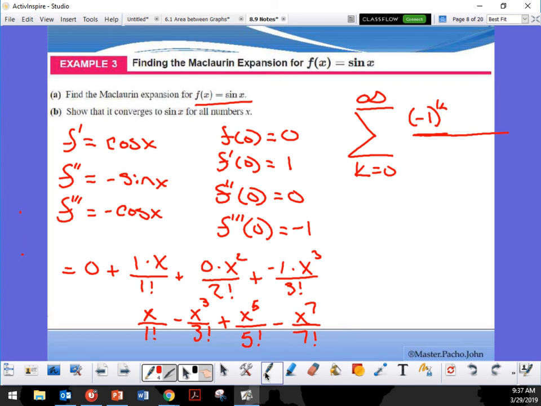So that's the reason why I'm going with just k. So negative 1 to the 0 is just 1, right? Negative 1 to the 1 is going to be a negative, right? Negative 1 to the 2 is a positive. Negative 1 to the 3 is a negative, right? That's what I'm saying. That part's right. So I'm looking for the next part.